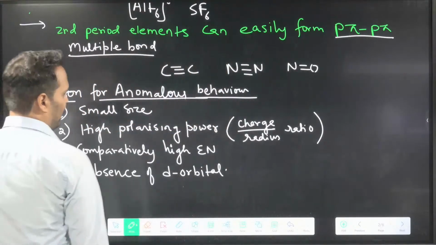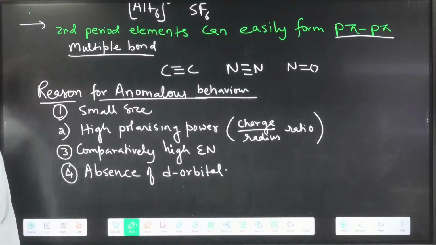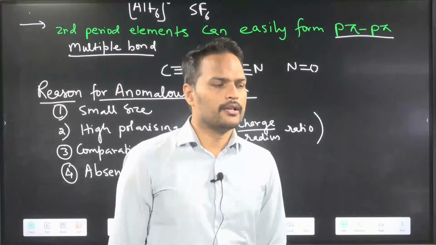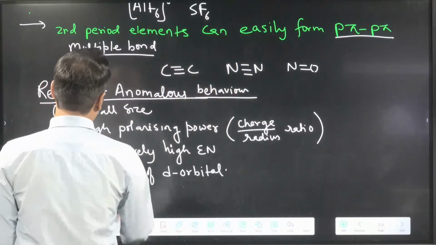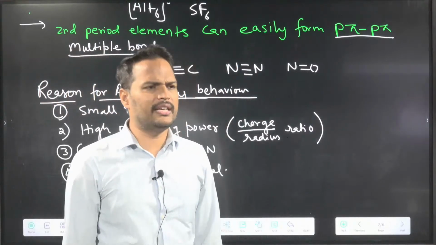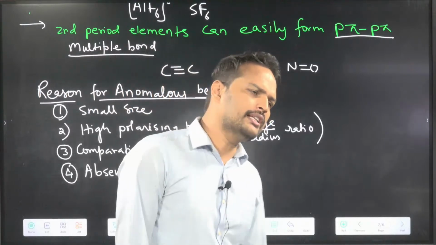So can you see we have written everything correct till now? Yes or no? Check it out. Okay? So what is the reason for anomalous behavior? Small size. Lithium, beryllium, boron, carbon, nitrogen, oxygen, they are very small in size.